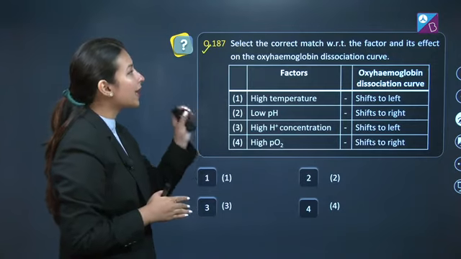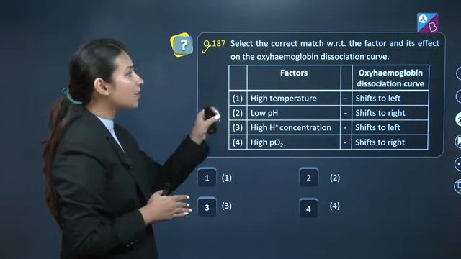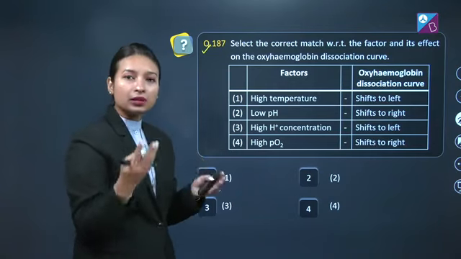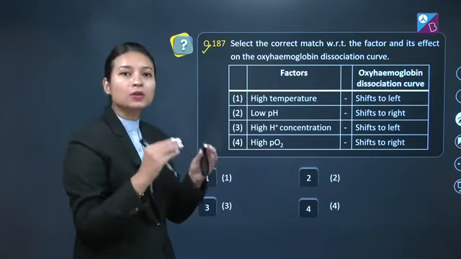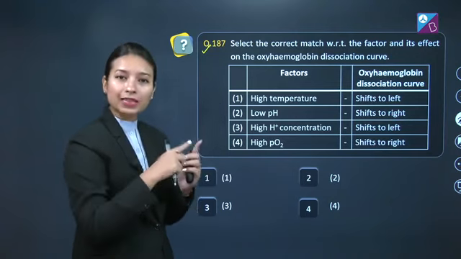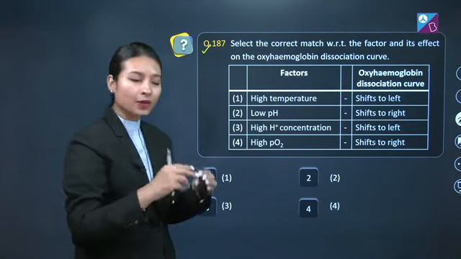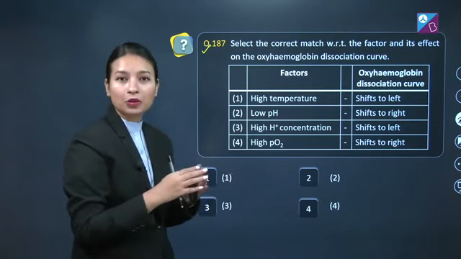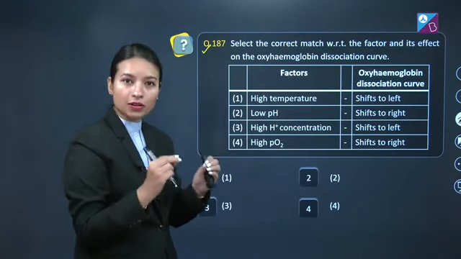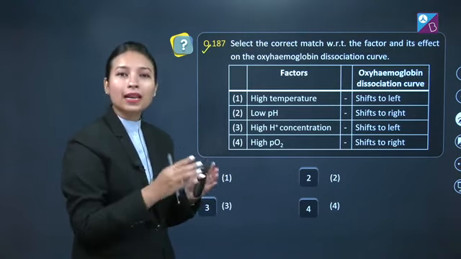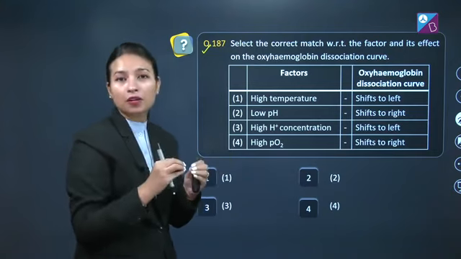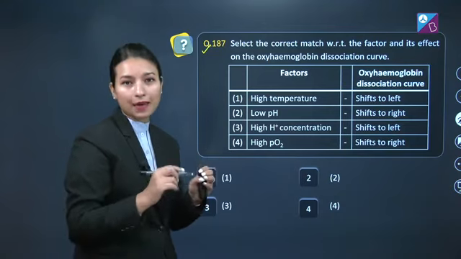to the factor and its effect on the oxyhemoglobin dissociation curve. So students, there are several factors which are associated with the shift of oxyhemoglobin dissociation curve either to left side or to the right side. So shifting of oxyhemoglobin dissociation curve to the left side indicates association of oxygen with hemoglobin, while shifting of this curve to the right side indicates dissociation of oxygen from oxyhemoglobin.